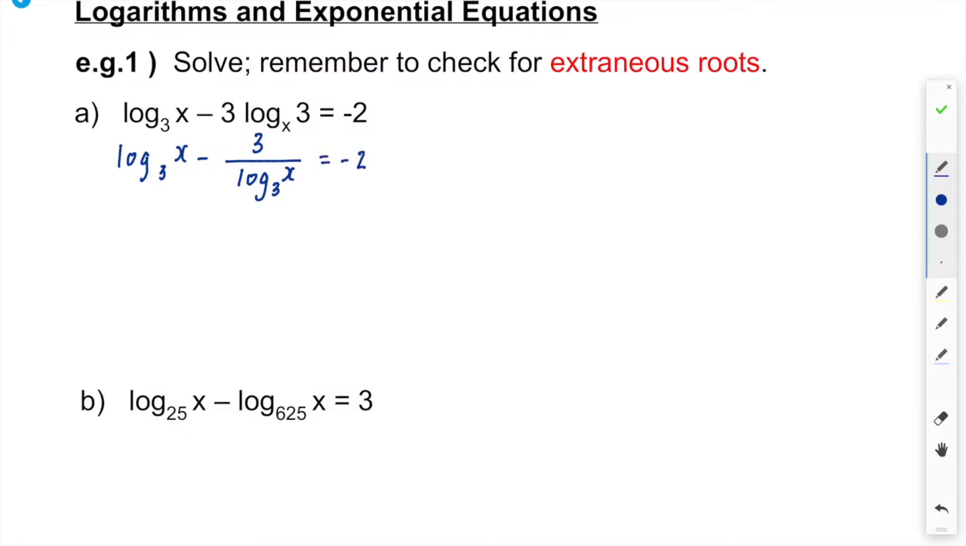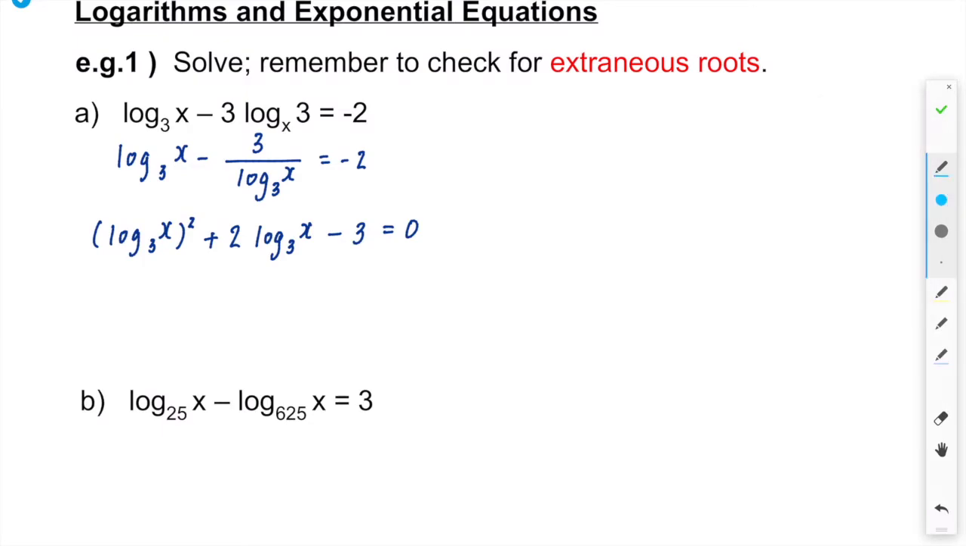In order to avoid fractions, we can now multiply every single term by log x base 3. When I do that, I notice, well, the first term actually turns into a quadratic. So I'm going to bring that negative 2 to the left side. Don't forget to multiply by log x base 3. When I multiply the remaining term by the same thing, I get just negative 3 equals 0.